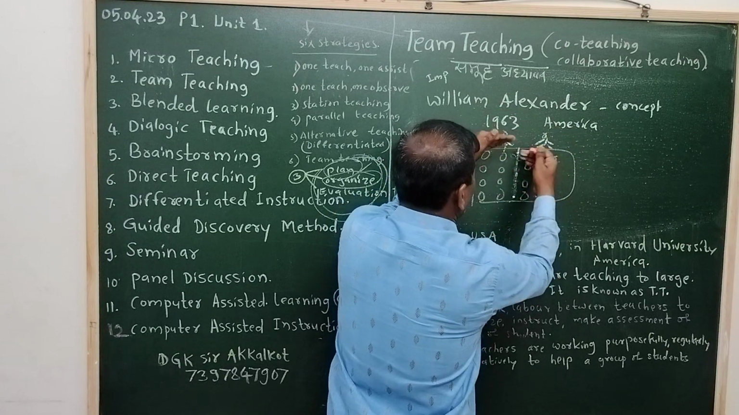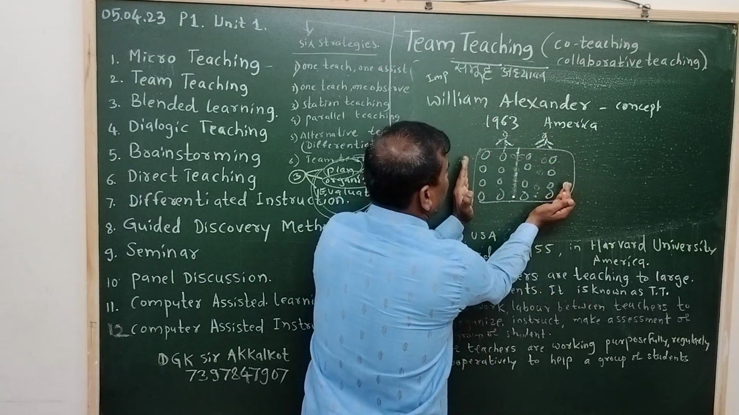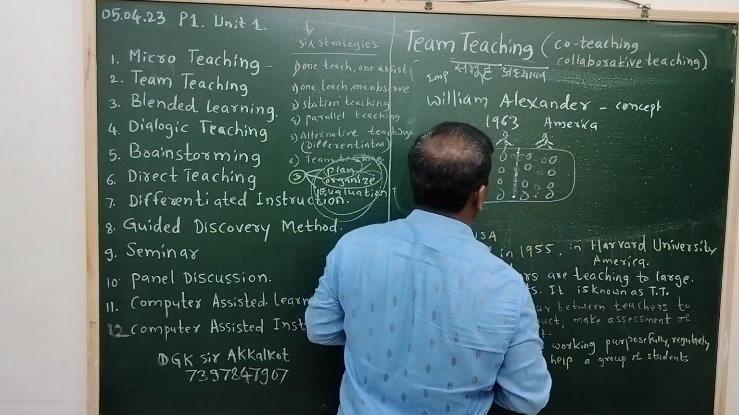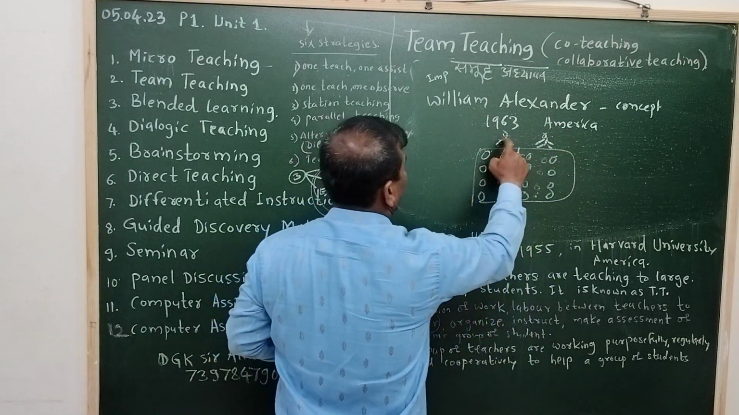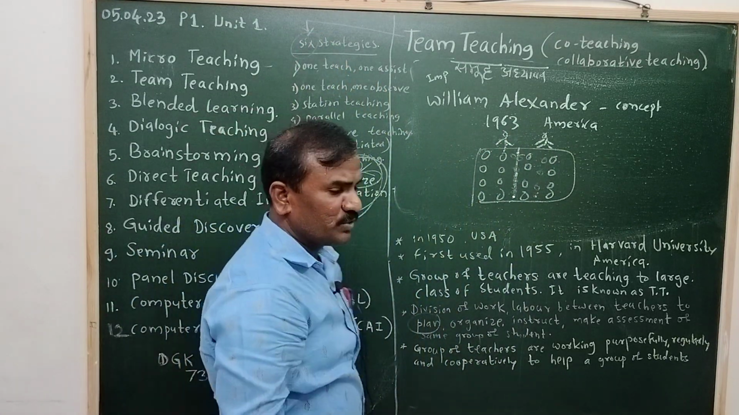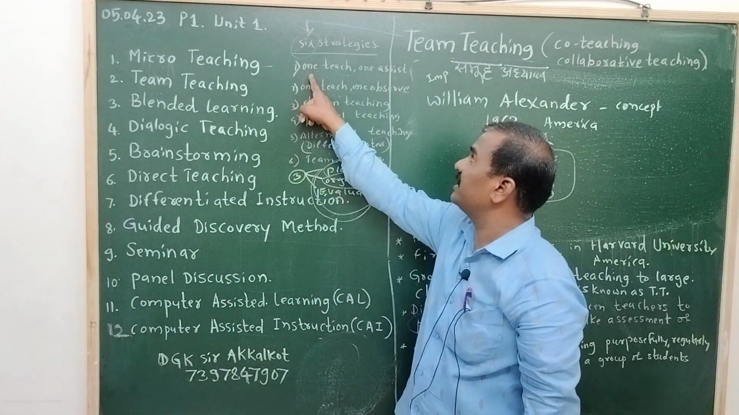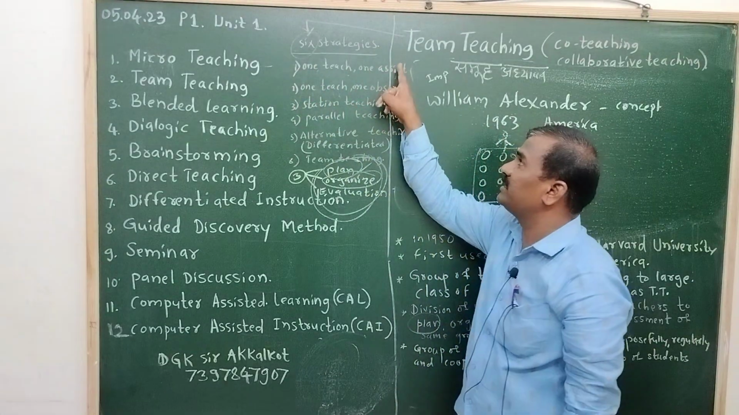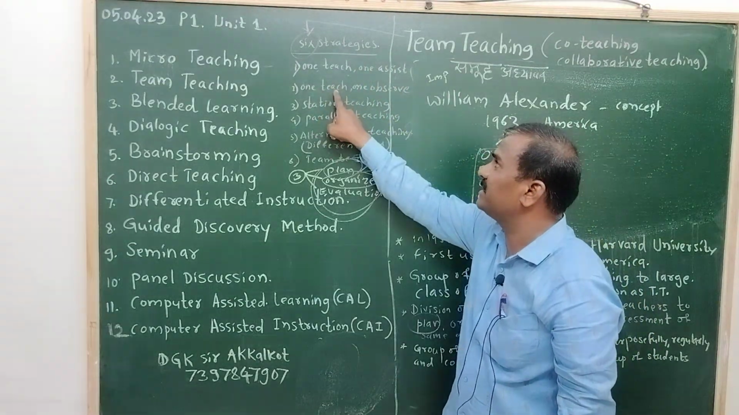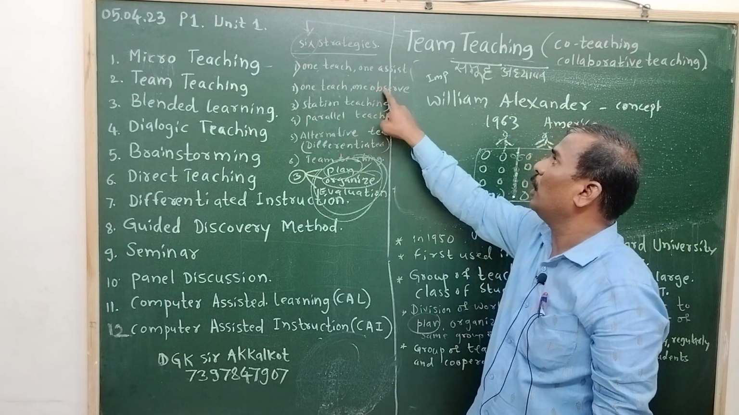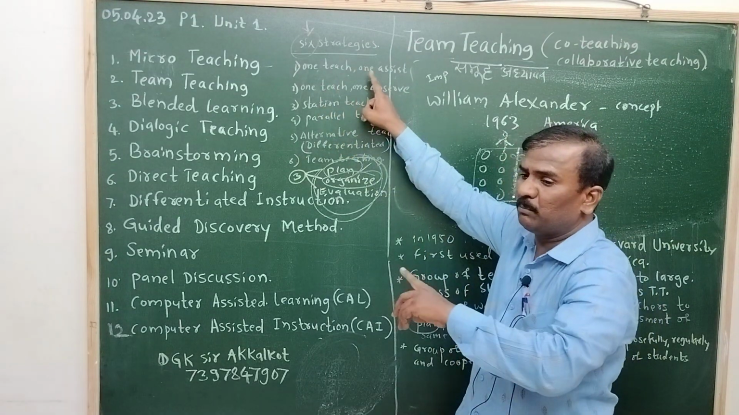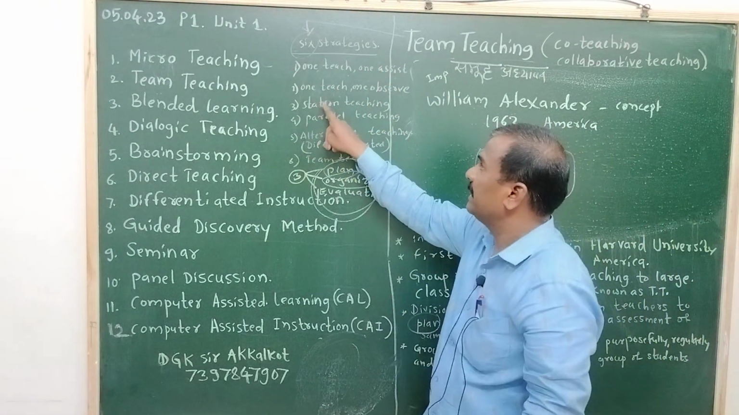This is the crowded class, and two teachers are standing here. Two teachers are teaching this complete large class. Two teachers are explaining to this large group of students. It is known as team teaching. Six strategies are used. One teacher teaches, one teacher assists. One teacher is teaching, another teacher is helping. One teacher is teaching, another teacher is observing the students, the blackboard, the activity.